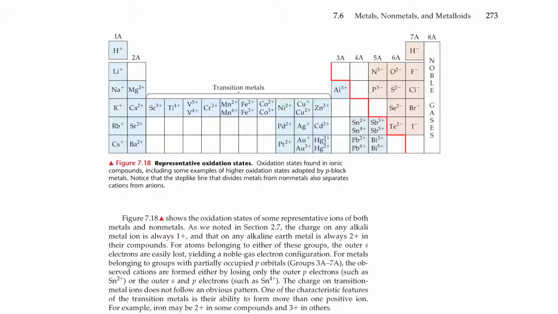The charge on transition metals does not follow an obvious pattern. One of the characteristic features of the transition metals is their ability to form more than one positive ion. For example, iron may be +2 in some compounds, +3 in others.